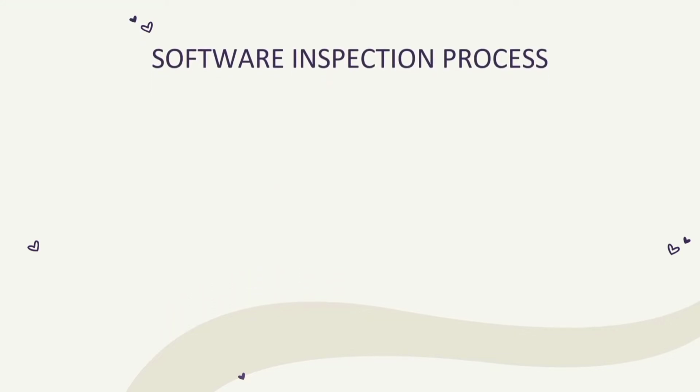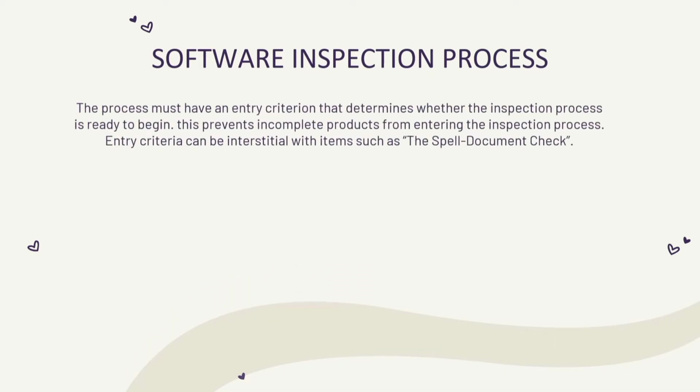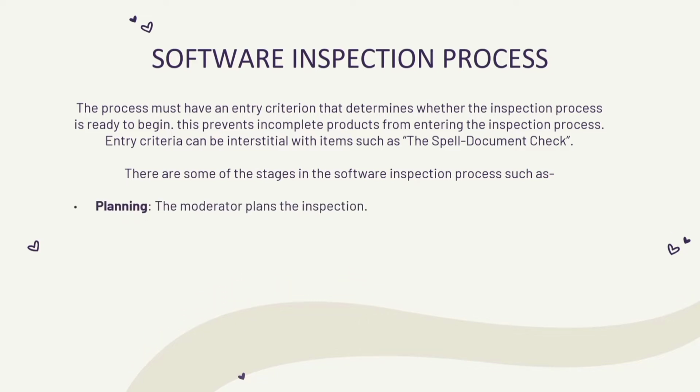Software inspection process. The process must have an entry criterion that determines whether the inspection process is ready to begin. This prevents incomplete products from entering the inspection process. Entry criteria can include items such as a spell check of the document. There are some stages in the software inspection process, such as planning. The moderator plans the inspection. Overview meeting. The background of the work product is described by the author.